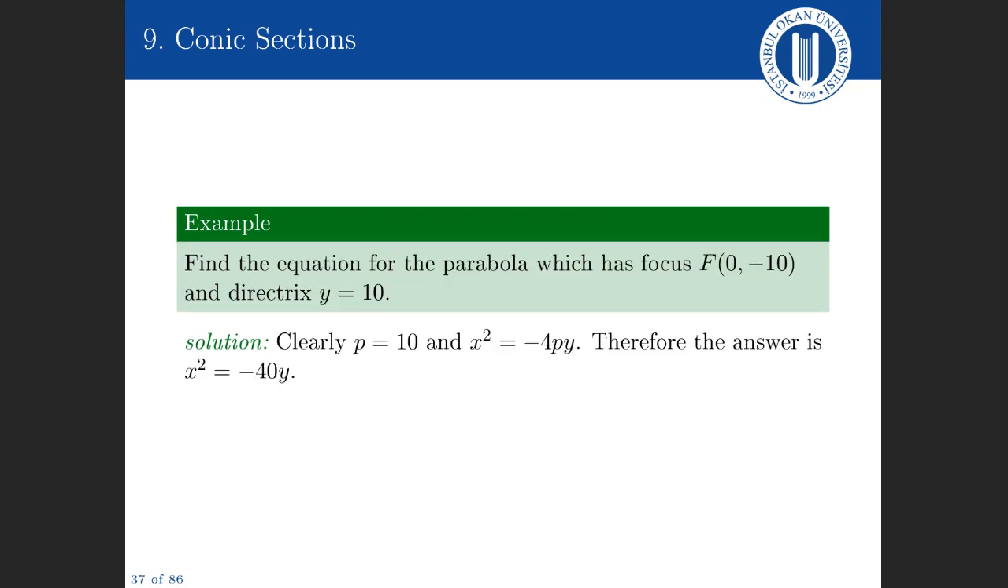Let's do this the other way. I'm telling you a focus and a directrix, and I want to find an equation for the parabola. The focus is at (0, minus 10), and the directrix is y is equal to 10. Straight away, we can say we must have that p is equal to 10, and we must have a parabola of the form x squared is equal to minus 4py. If you have the lecture notes in front of you, look back at the four pictures and you can see which one it must be. So the answer to this question must be x squared is equal to minus 40y.